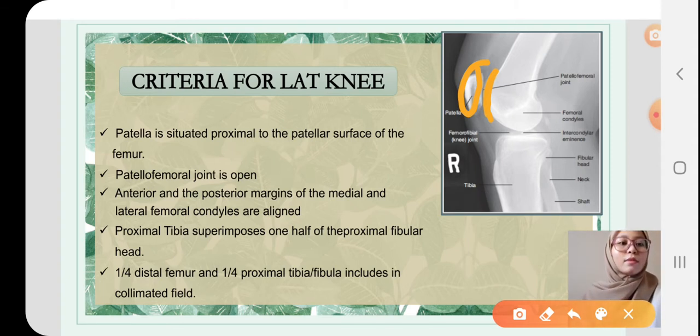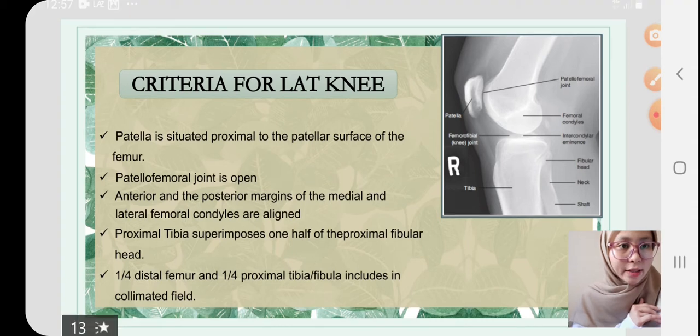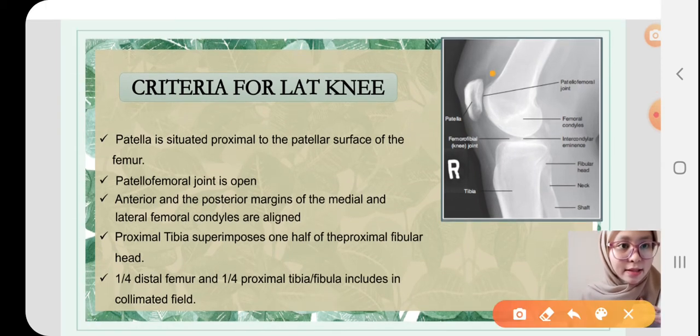Okay, and you can see here the patellofemoral joint is open. Okay, this is open. And the anterior and posterior margins of the medial and lateral femoral condyles are aligned. Here is the anterior, this is posterior, and this is anterior. The margins of the medial and lateral femoral condyles are aligned, which is superimposed with each other.